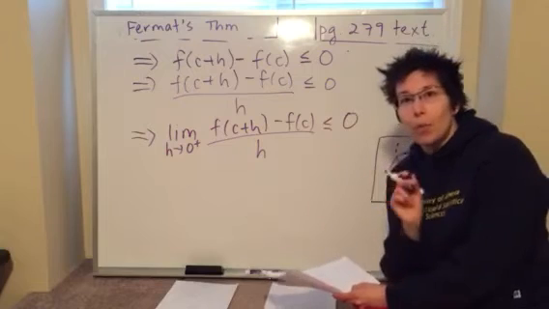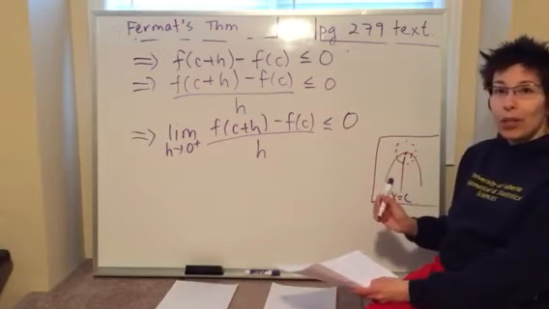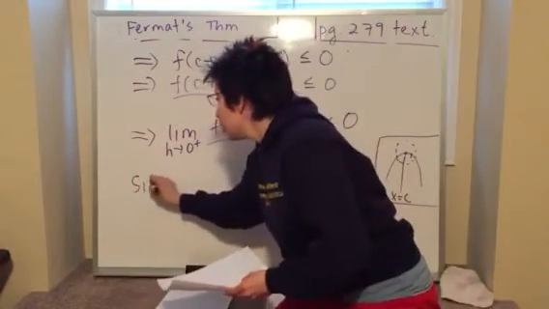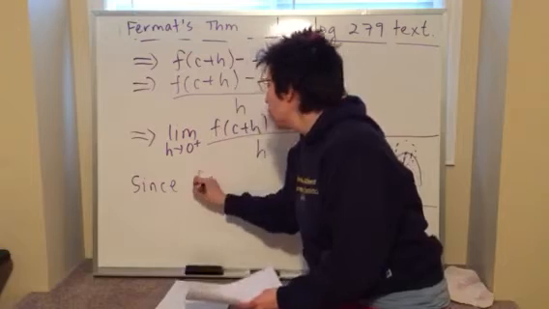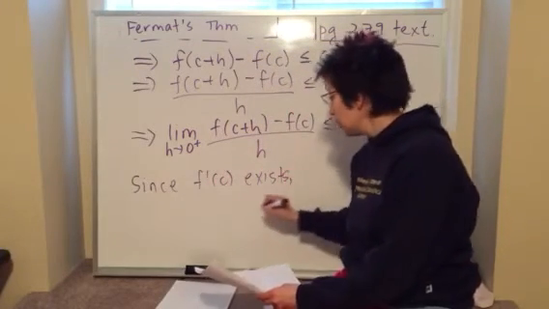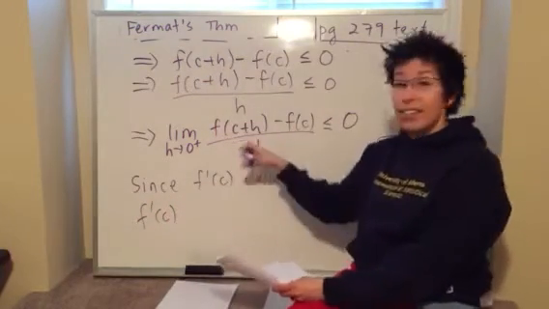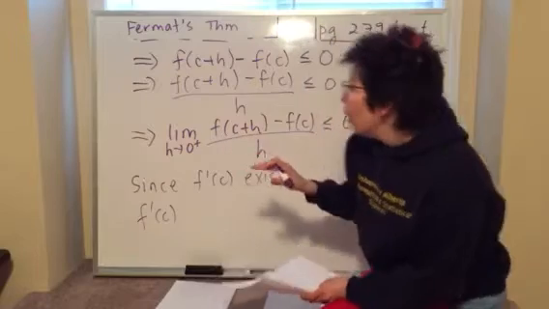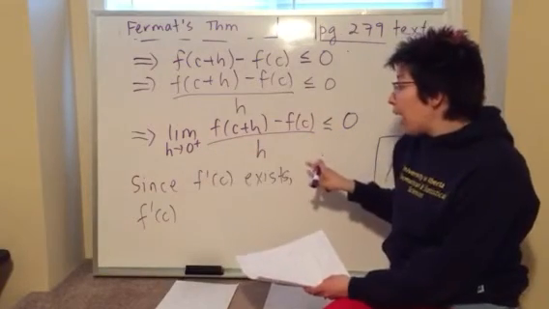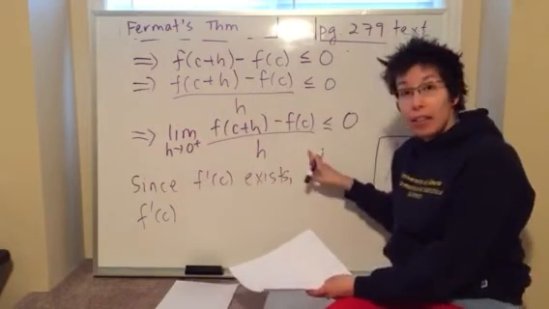Now, Fermat's theorem gives us one more piece of information. Not only is there a max, but we know that the derivative exists there. So I'm going to use that. So since f prime at c exists, f prime at c is indeed equal to this. Now, why is that? Well, if there had been no plus sign here, you would have agreed that the first principle definition of f prime at c looks exactly like this.